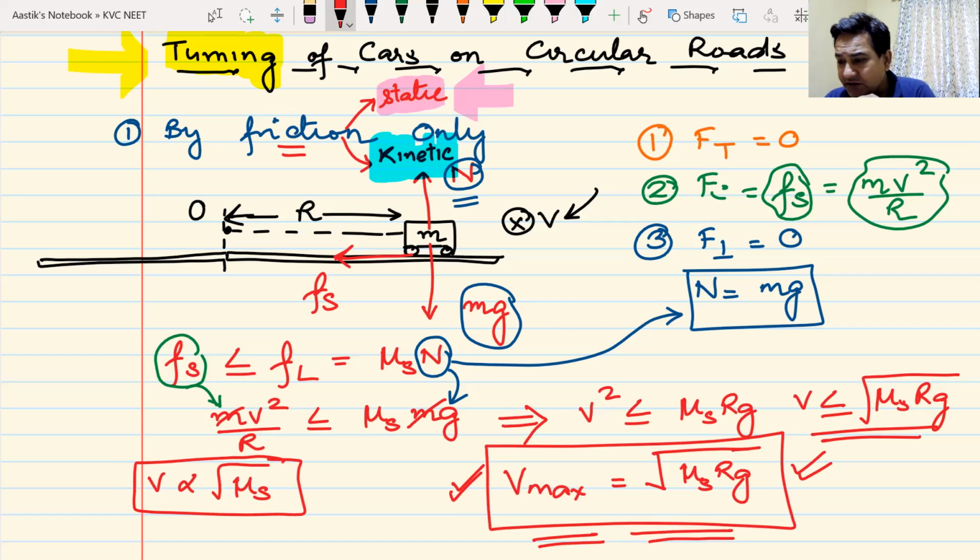I will give you a minute to note it down. The questions coming on this would be straightforward. They will give you the value of mu s. They will give you the value of r. You know the value of acceleration due to gravity. You just have to find out the value of v max. A minute to note down this question.